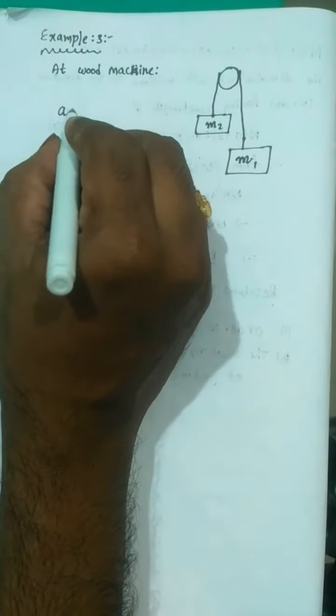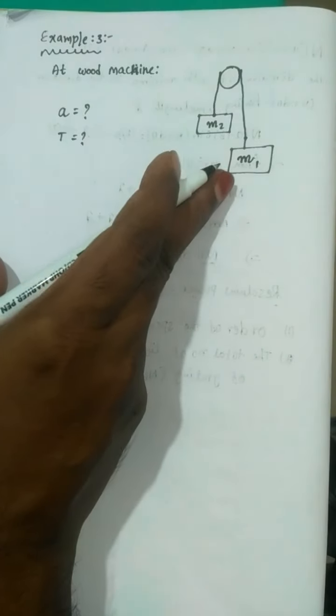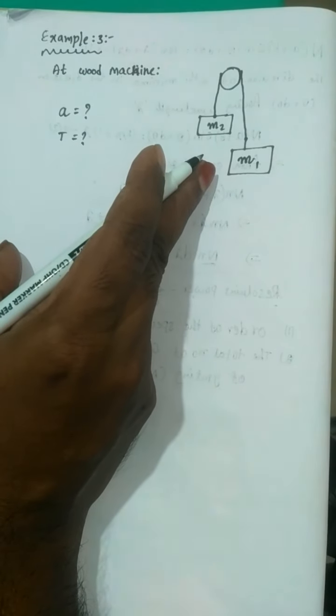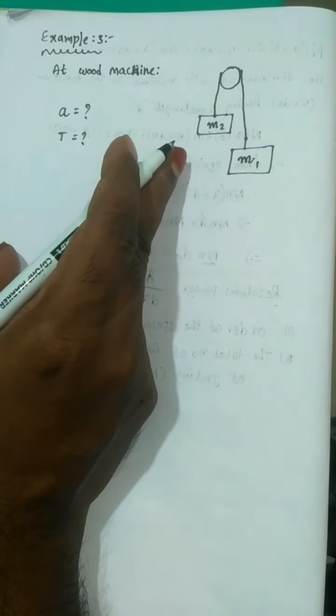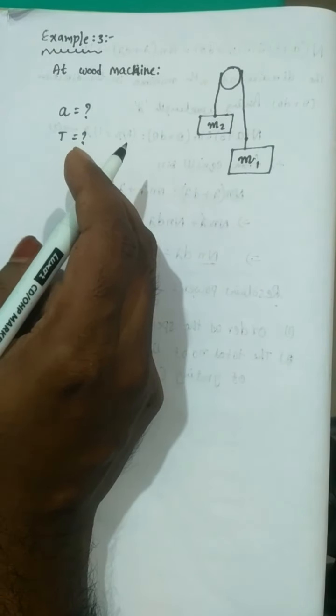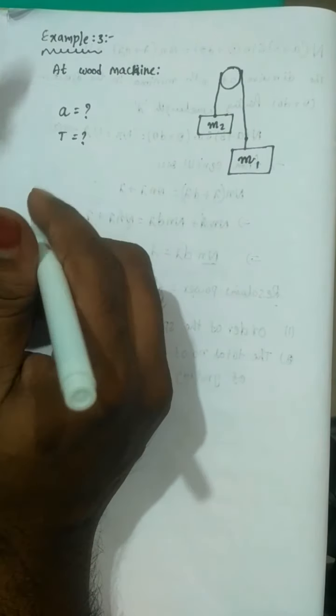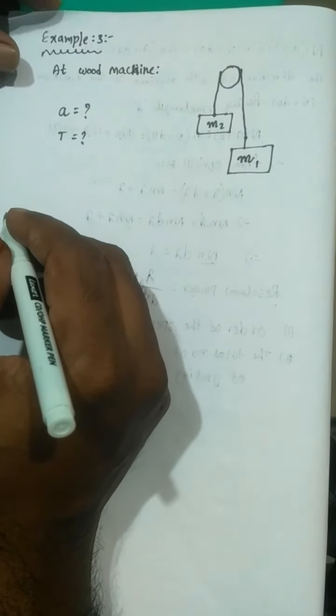Find the acceleration of each load. That means we need to calculate the acceleration of each load, and also the tension in the string. For that, we just have to draw the free body diagram. The free body diagram shows how many forces are acting.